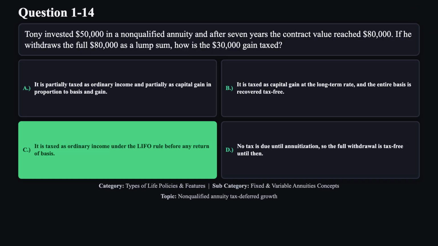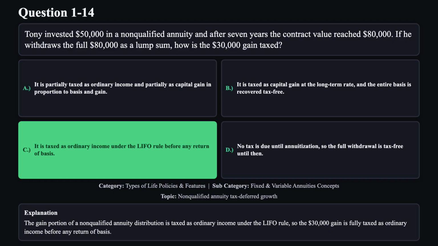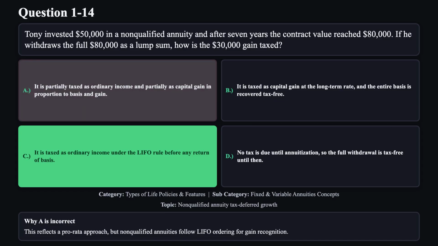The correct answer is C. The gain portion of a non-qualified annuity distribution is taxed as ordinary income under the LIFO rule. So the $30,000 gain is fully taxed as ordinary income before any return of basis. Reason A is not correct. This reflects a pro rata approach, but non-qualified annuities follow LIFO ordering for gain recognition.